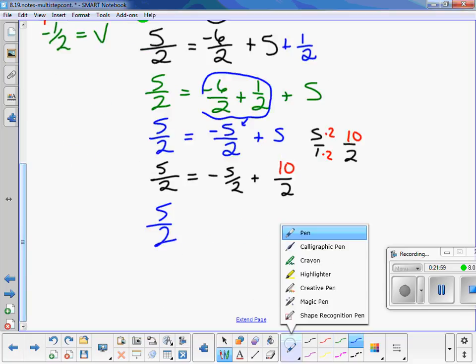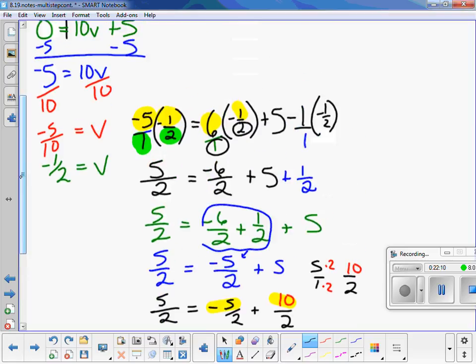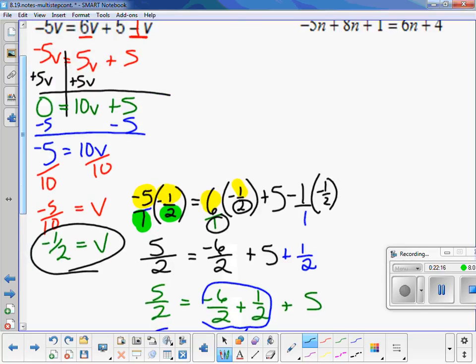So then I would say negative 5 and 10 give me positive 5, and it's over 2. So 5 over 2 does equal 5 over 2. So this is the answer. Now, if you were checking this and you are not extremely familiar with fractions or don't trust yourself, it would not be a bad idea to change negative 1/2 into a decimal and use your calculator to check it. Okay, but that is how you do it by hand in case you were wondering.